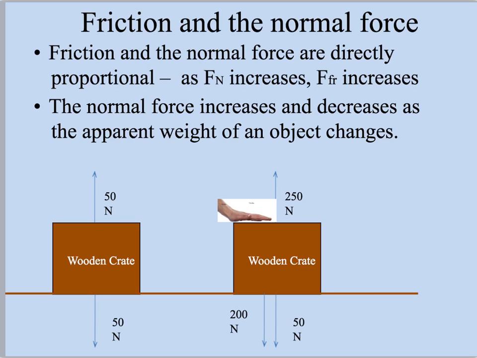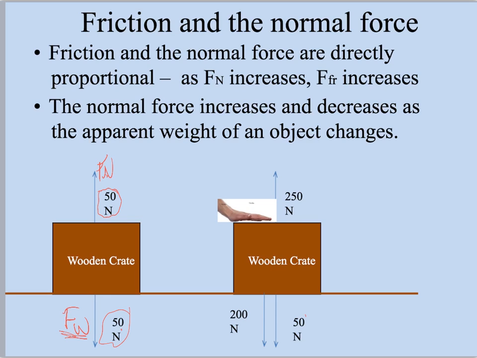If we take a look at our crate here, the one on the left, we have a crate that is 50 newtons. So the 50 newton force pushing down on the table is 50 newtons. The normal force has to be equal to 50 newtons because we know that this object is in equilibrium. It's not moving. So whatever the weight force is, in this case 50 newtons, the normal force has to equal that. Well, what if I come along and push down with my hand?